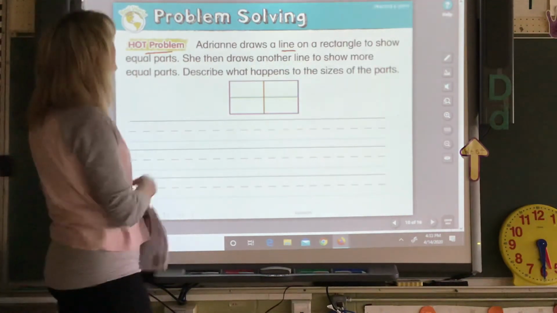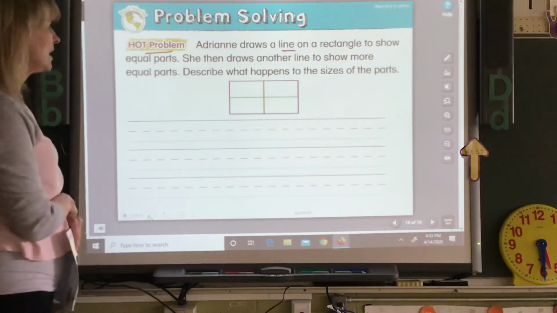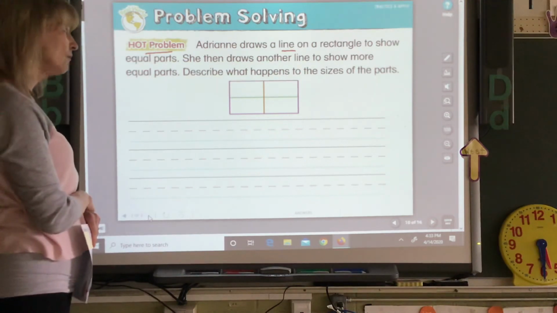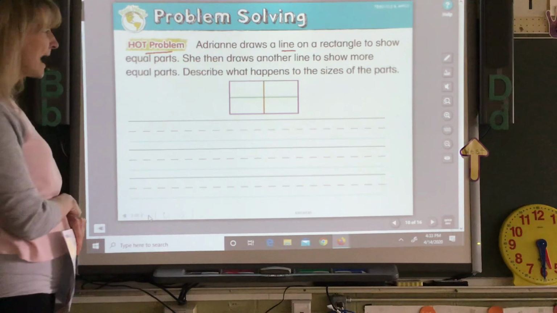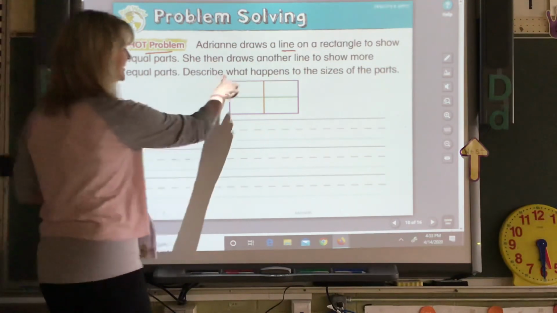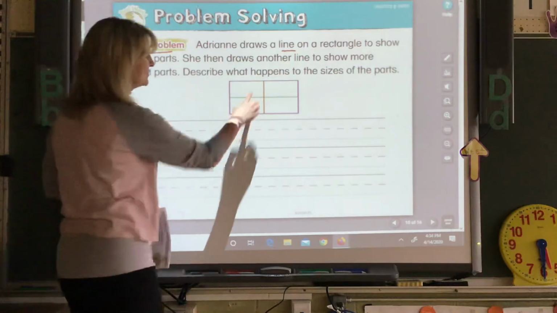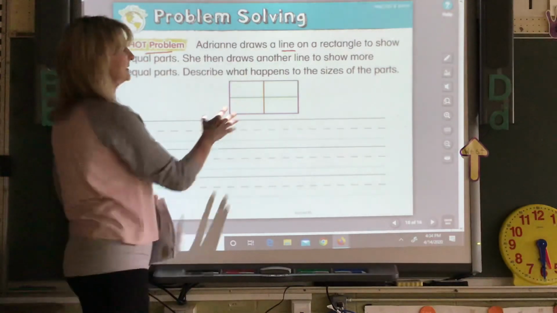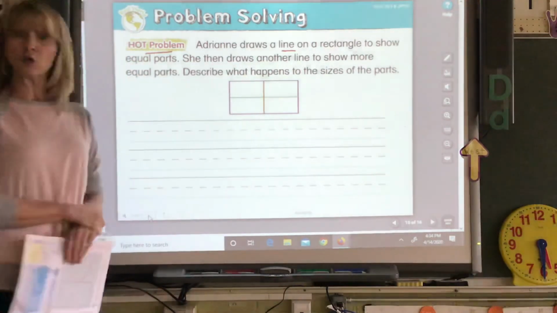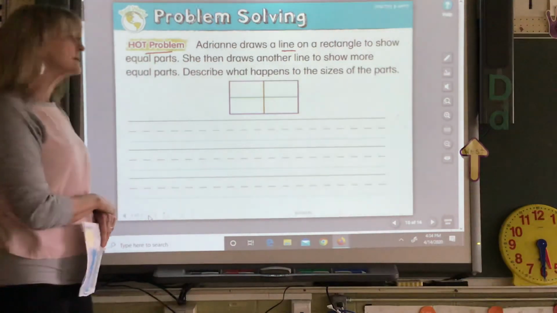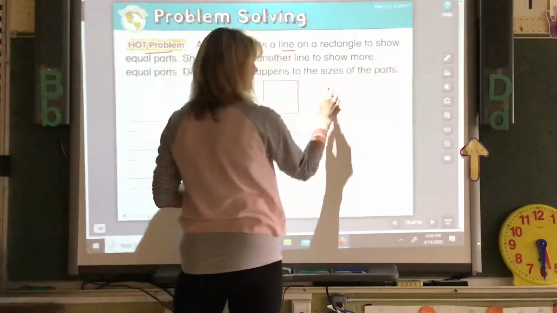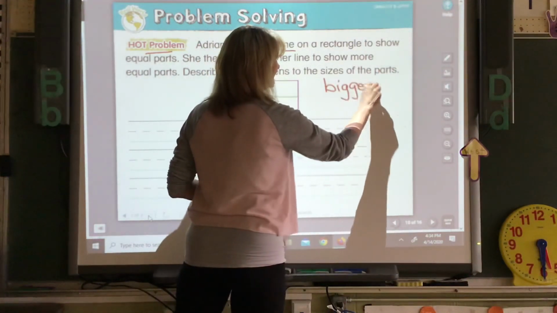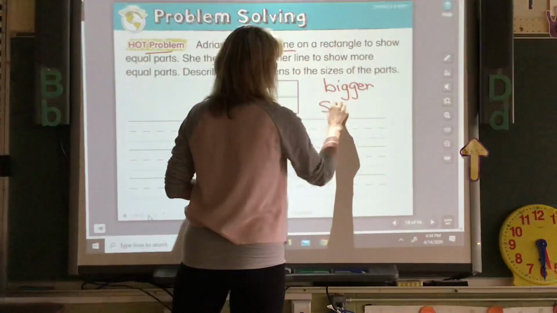And then, hot problem. It says, Adrian draws a line on a rectangle to show equal parts. Then she draws another line to show more equal parts. Describe what happens to the sizes of the parts. Okay, so here's what she started out with. Then she divided it here and had those 2 parts, and then she drew that line. Did the sizes of the parts get bigger or did they get smaller? So I want you to write either bigger or smaller on the line. Did the sizes get bigger as she divided them, or did they get smaller?